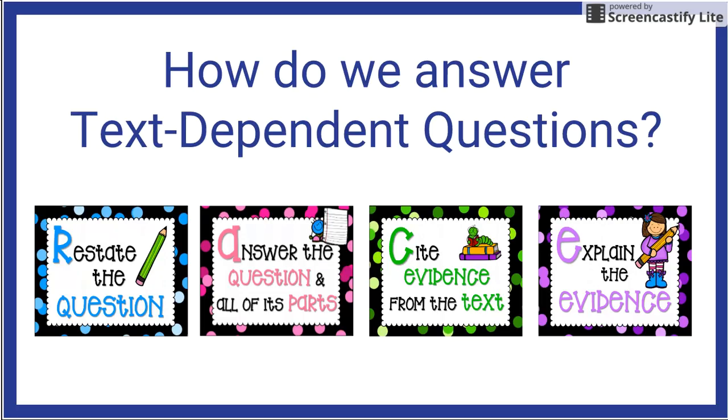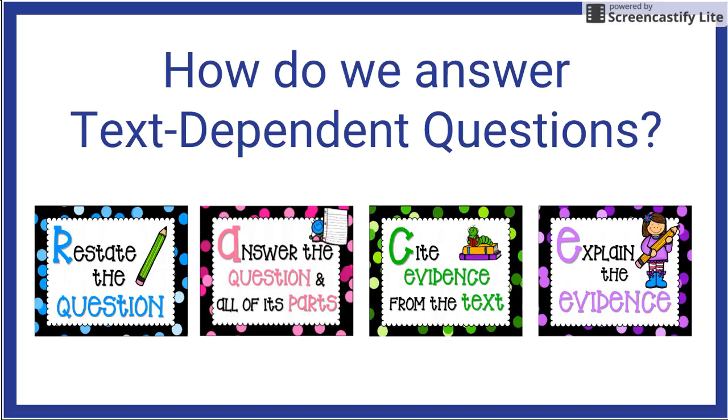So, how do we answer text-dependent questions? Well, here's the answer. There's a really cool mnemonic device or an acronym that we can use called RACE. We read and then we race. The R stands for restate the question. You're good at that. Then answer the question in all of its parts. Make sure you use a complete sentence.